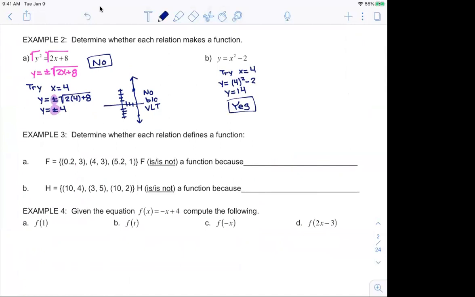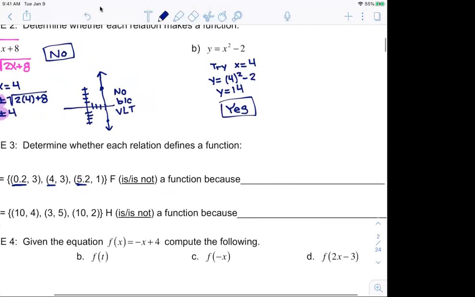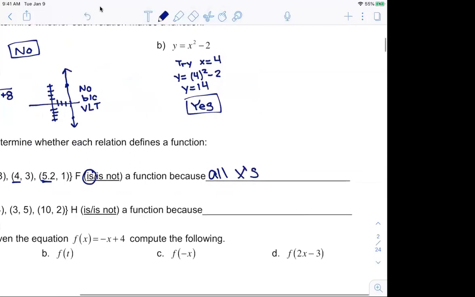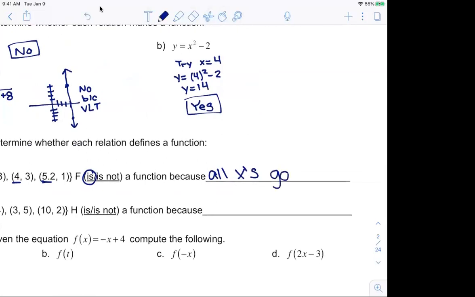Now we're going to look at it with points. So remember, for every x, there should be one y. So if we take a look at all of the x's, there's 1, 3, 4, and 5. All the x's have their own numbers. So it is a function because all x's go to one y. None of the x's were repeated.